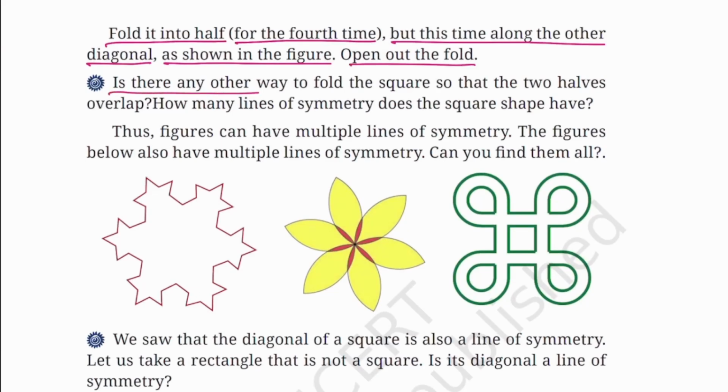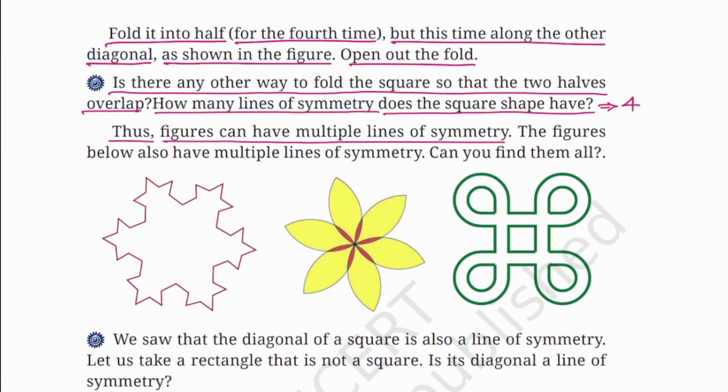Is there any other way to fold the square so that the two halves overlap? How many lines of symmetry does the square shape have? A square has 4 lines of symmetry. Thus, a figure can have multiple lines of symmetry. The figures below also have multiple lines of symmetry. Can you find them all?